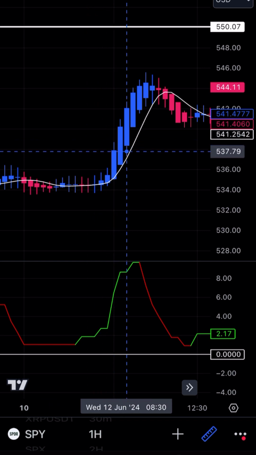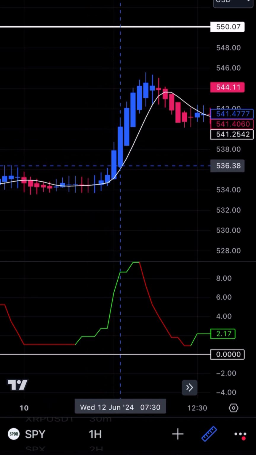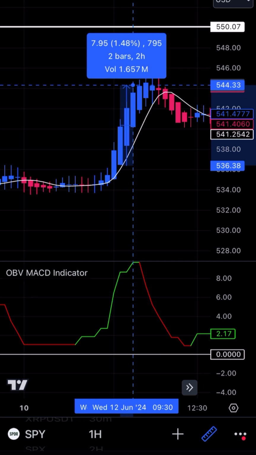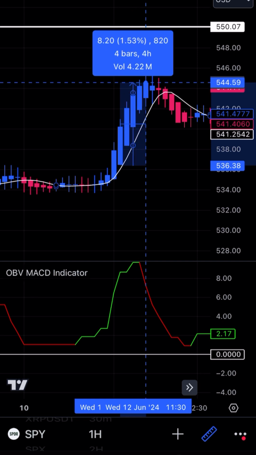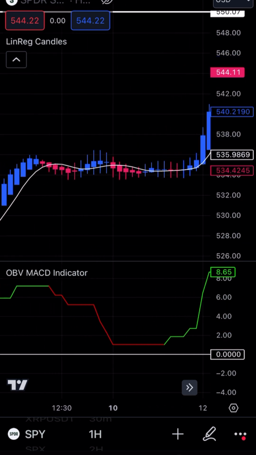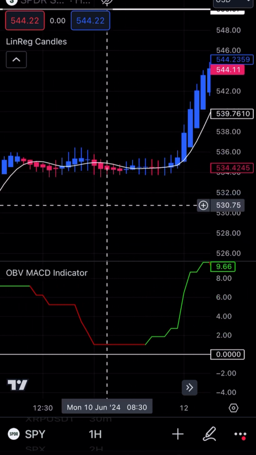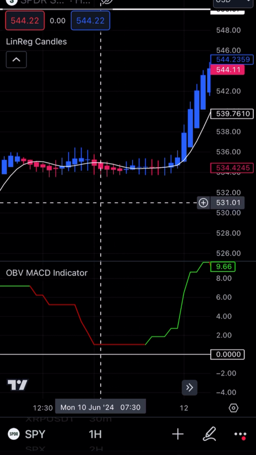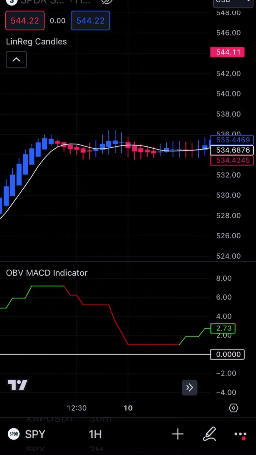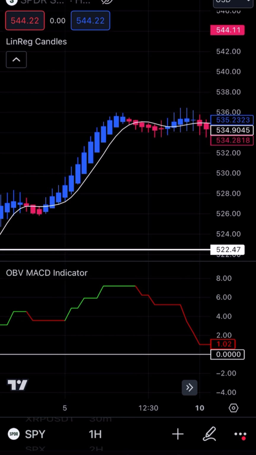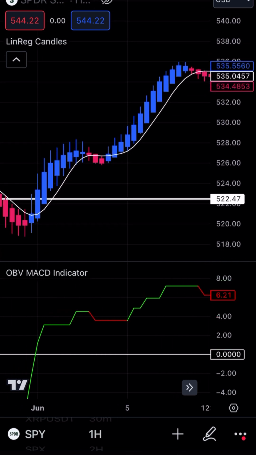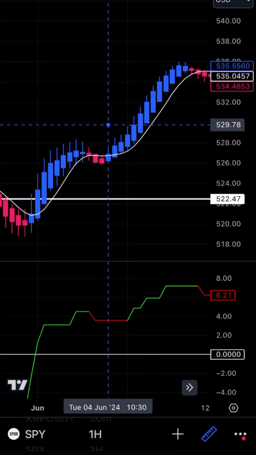Now you see right here, the MACD is above the line. There's no crossing, but we see the candles are above the linear line. You could have got on that one right there, and that's $820 in 4 hours. Little consolidation right there, and it's consolidating because you see the MACD there, we're getting kind of flat. So that's how you know it's consolidating, when it starts going flat.